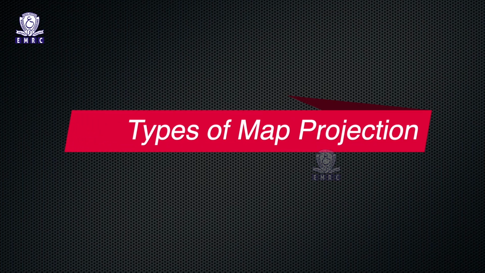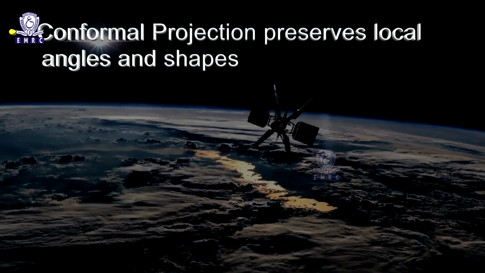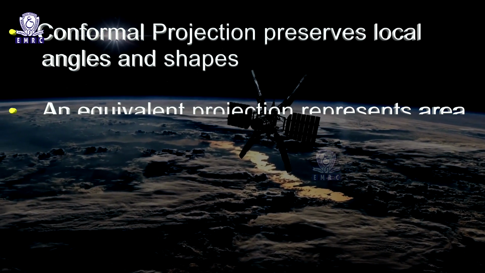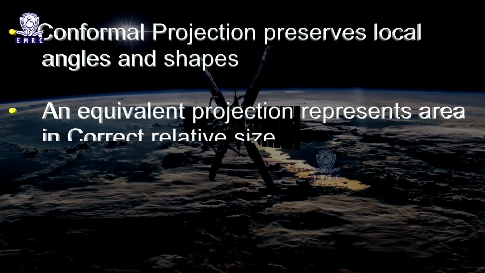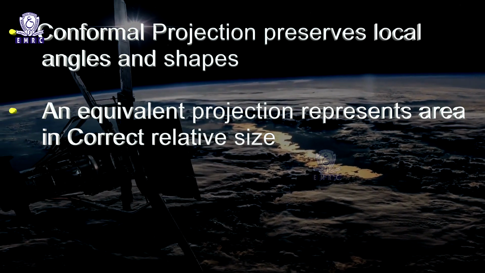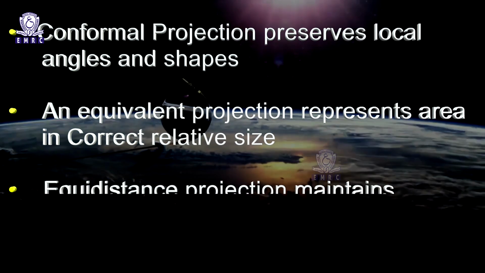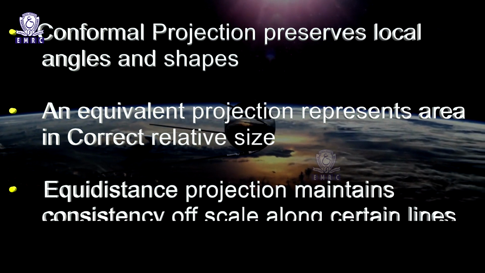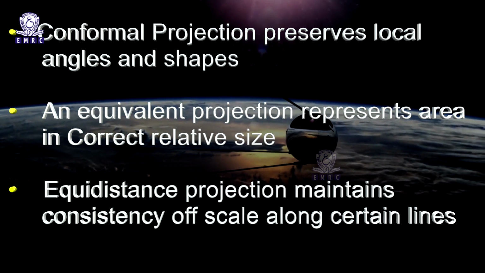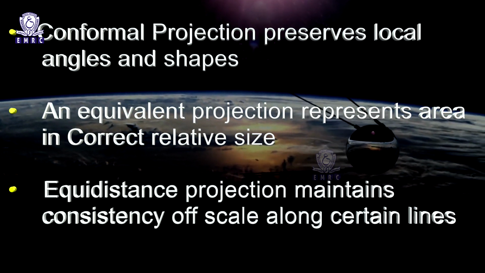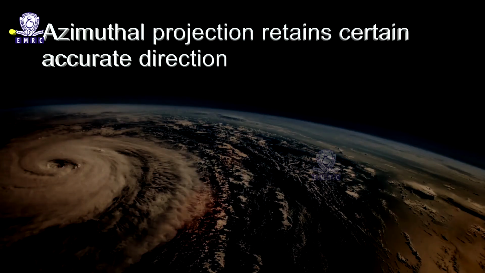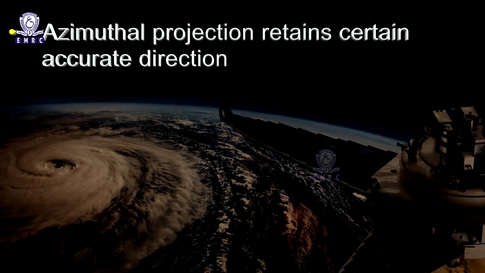Types of map projection. Map projections are divided into four classes. A conformal projection preserves local angles and shapes. An equivalent projection represents area in correct relative size. An equidistant projection maintains consistency of scale along certain lines. An azimuthal projection retains certain accurate directions. Map projections can also be grouped by their projection surfaces into cylindrical, conic and azimuthal.